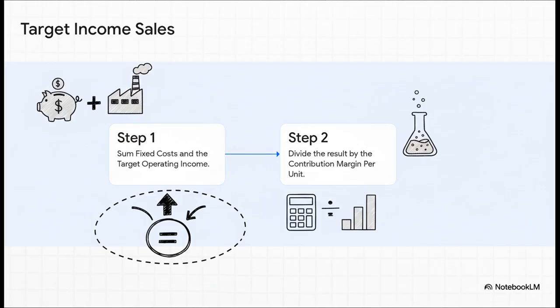To determine the required sales, we must now generate enough contribution margin to cover not only our fixed costs, but also our desired target operating income. Therefore, the first step is to sum those two figures together. Then we simply divide that total by our contribution margin per unit.